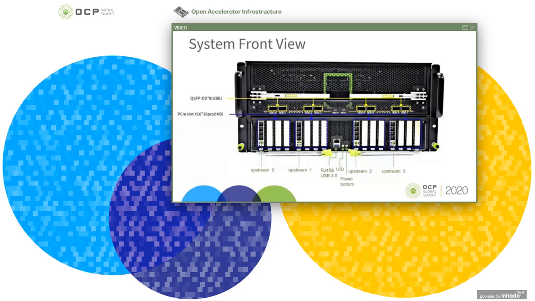This is system front view. You can see there are 8 QSFP-DD connectors on the UBB. In the HIB side, there are up to 4 PCIe slots for upstream. The remaining PCIe slots are for flexible I/O, one RJ45 BMC dedicated LAN, and one USB 3.0 for the OCP debugger and also the UID and power button.